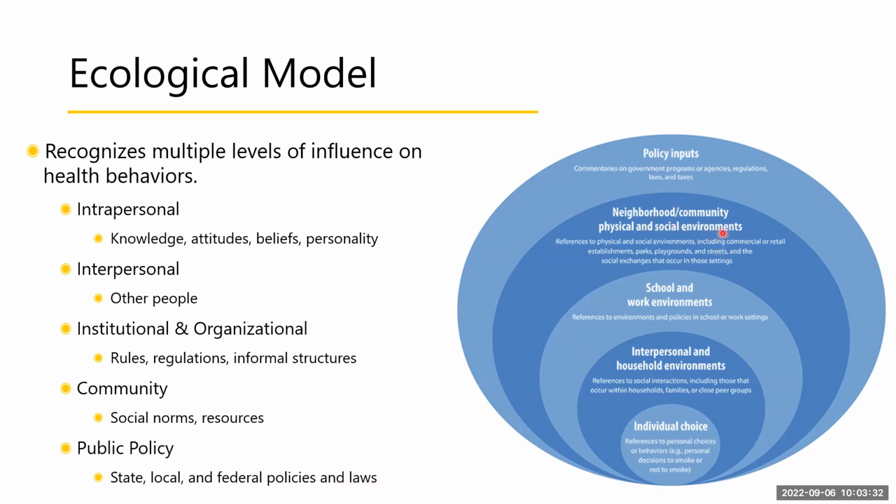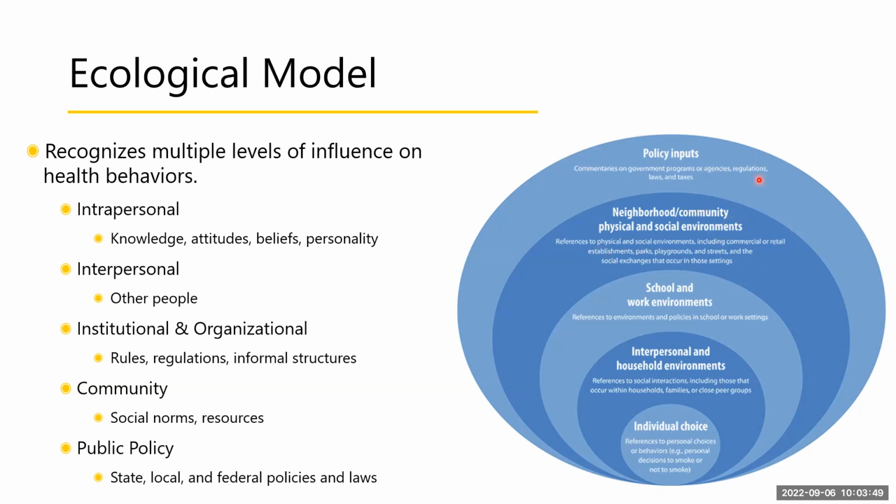Then we've got neighborhood and community. These are social norms, but also resources. Do you have parks in your neighborhood? Do you have access to healthy foods? Is there a farmer's market? Simple things like that that you don't necessarily have a whole lot of control over.